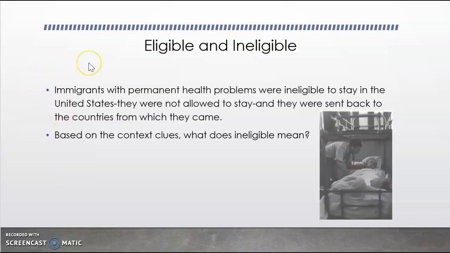Let's look at the next example, eligible and ineligible. Well, we know that because of that prefix in, these words are probably antonyms or opposites. So immigrants with permanent health problems were ineligible to stay in the United States, meaning they were not allowed to stay and they were sent back to the countries from which they came. So based on the context clues, what do you think the word ineligible means?